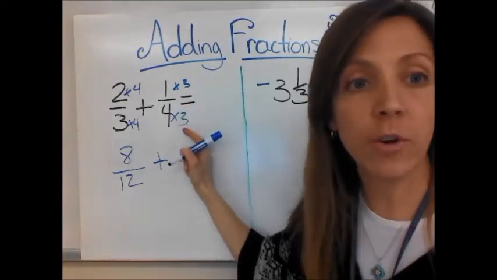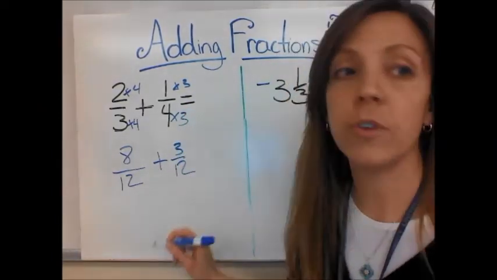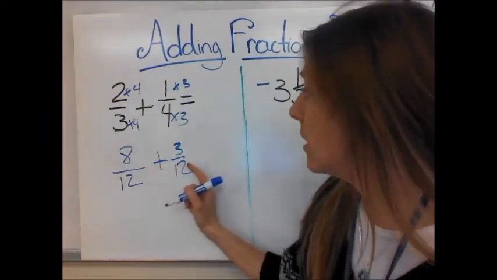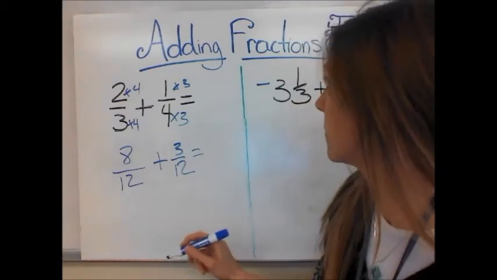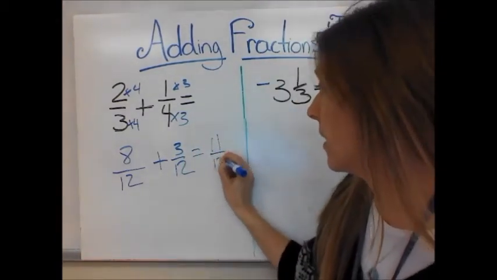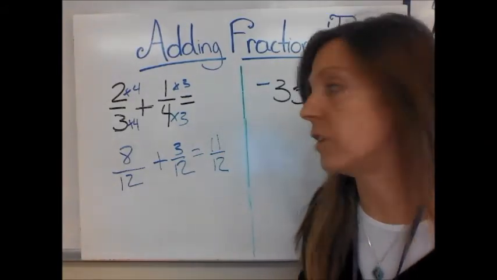I'm going to multiply 1/4 times 3/3 and get 3/12, which reduces to a fourth. 8 plus 3 is 11 twelfths. And keep in mind your fraction stories as you do this.